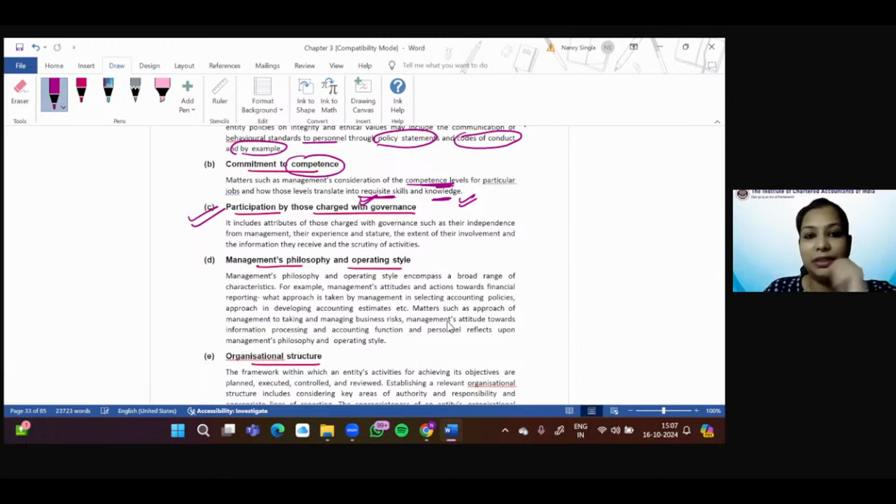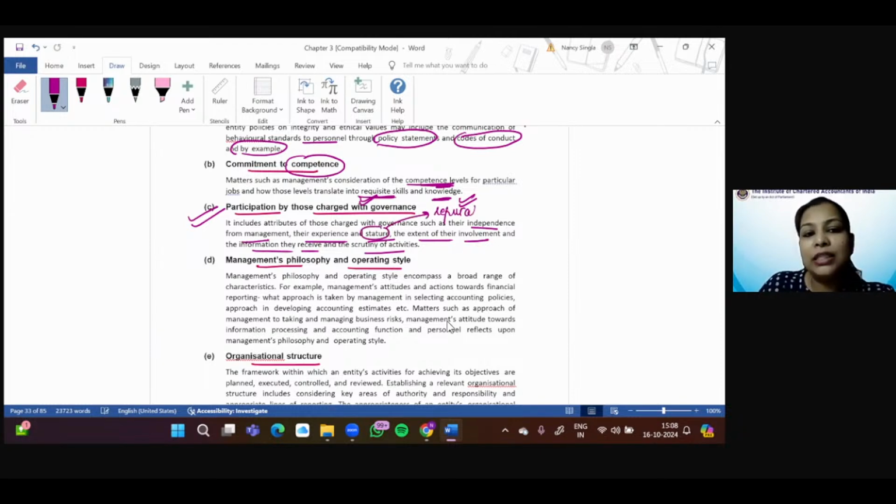Participation by those charged with governance. See, those charged with governance are involved. They are separate from the management. They get the information. They scrutinize the activities. Chances are that internal control will be followed, right? So another element of control environment is participation by those charged with governance, like their independence from management, their experience and stature, the extent of their involvement, information they receive, and the scrutiny of activity. Stature is their reputation.